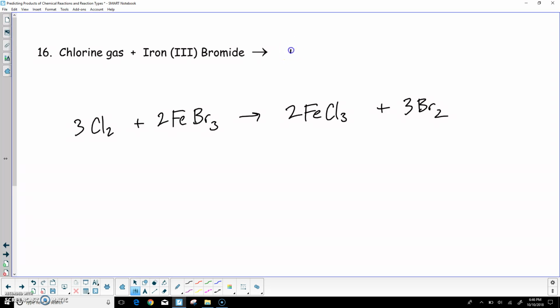Now all we have to do is name it: iron, Roman numeral 3 chloride plus bromine.